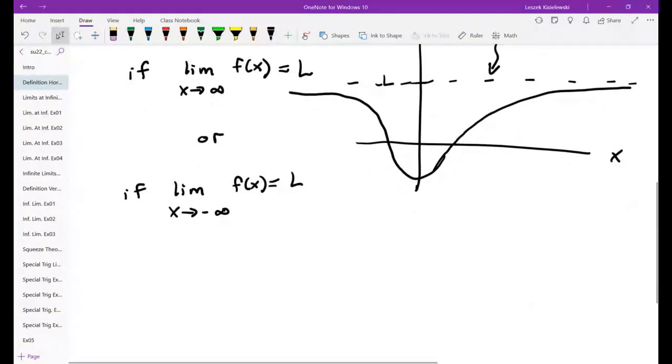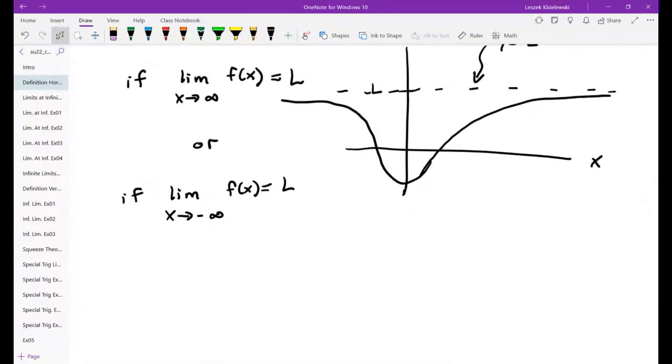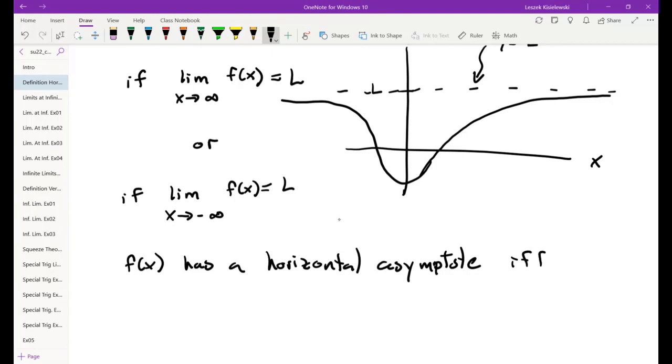Okay, but in either case, as long as either the limit as x goes to infinity or minus infinity is a finite number, then we say that our function is approaching a constant y value, and we call that a horizontal asymptote. So we say that f of x has a horizontal asymptote if and only if either the limit to the right is L or to the left.